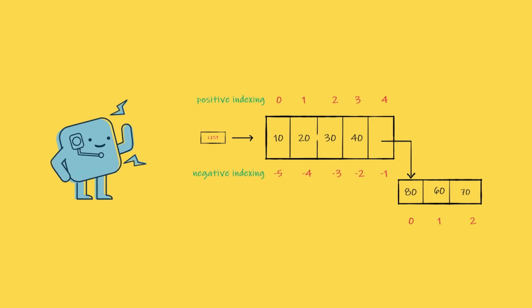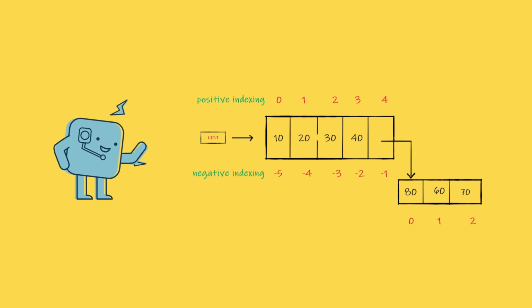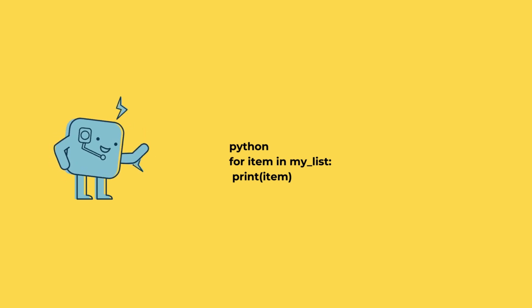Iterating over a list allows us to perform an action on each item in the list. We can do this using a loop, like a for loop. Python: for item in my_list: print(item). This loop iterates over each item in my_list and prints it to the screen.